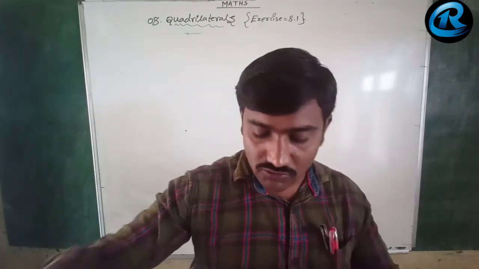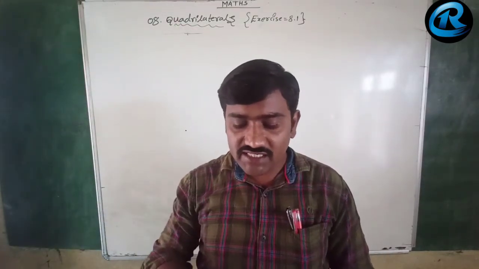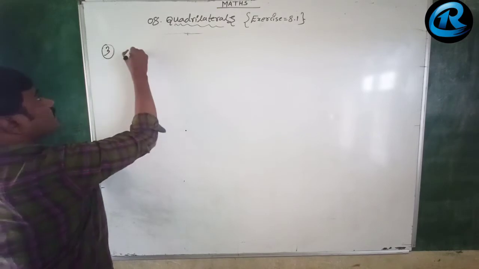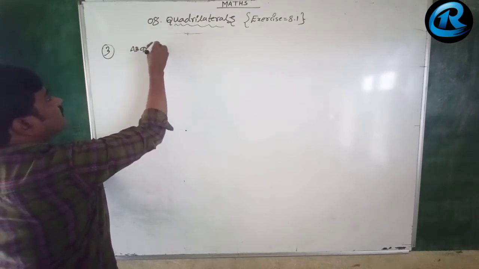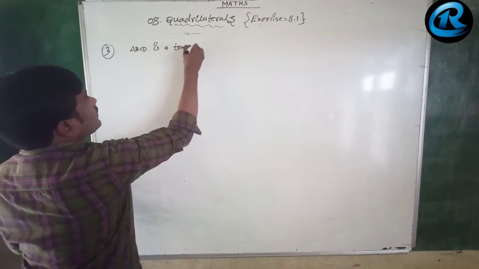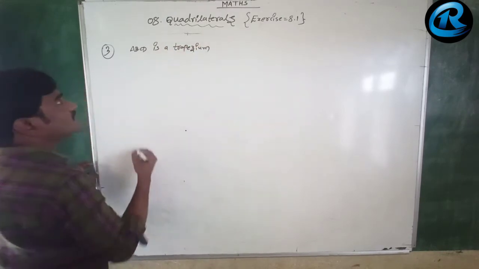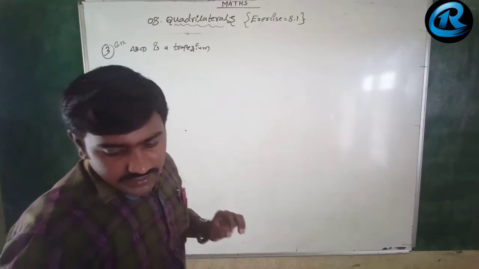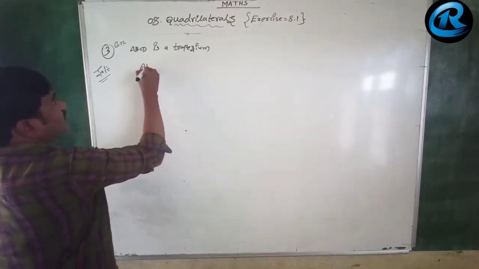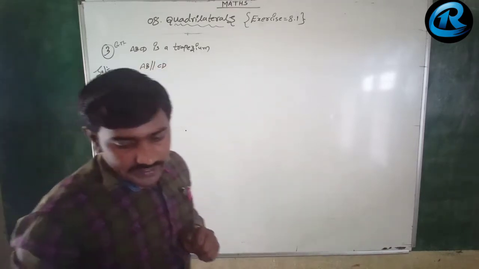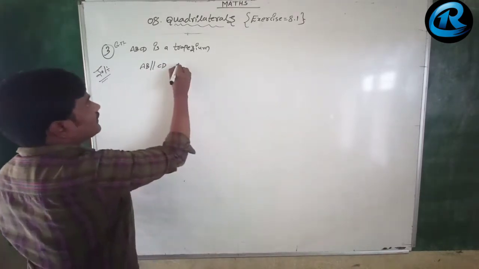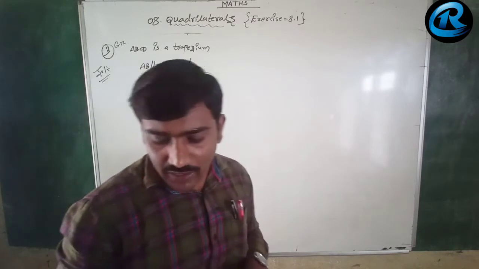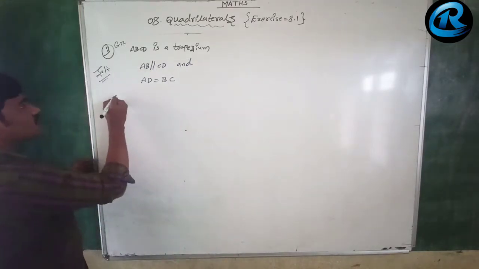Now we go for question number 3. ABCD is a trapezium in which AB is parallel to CD. Let us write AB is parallel to CD. And he gave that AD is equal to BC. Then we have to show that angle A equals angle B and angle C equals angle D.